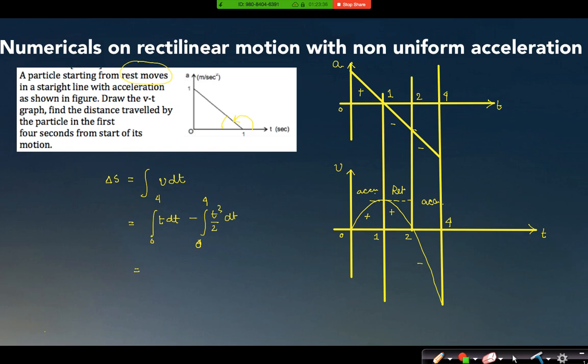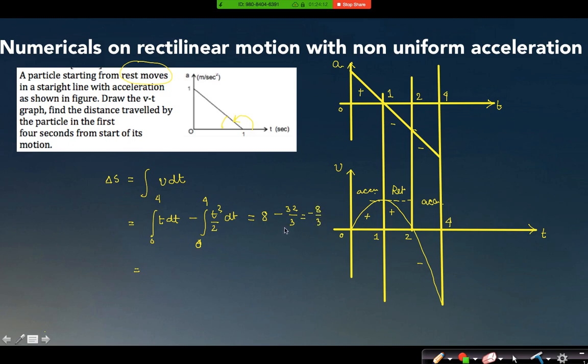We can also do it in a simpler way if I find the displacement. Can you find the displacement? Just try to find this integration on your own. Minus 8 by 3. Yes, this is t square by 2, that means 16 by 2, 8. And it is t cube by 6, that means 64 by 6, 32 by 3. So 8 minus 32 by 3 gives minus 8 by 3. Have you got this one?